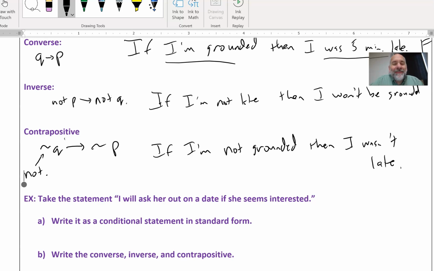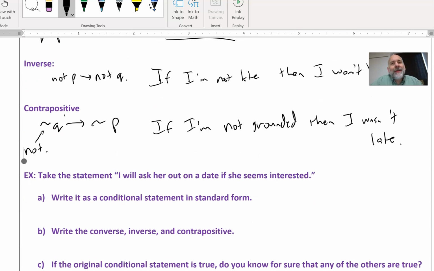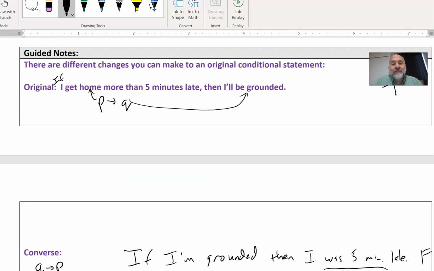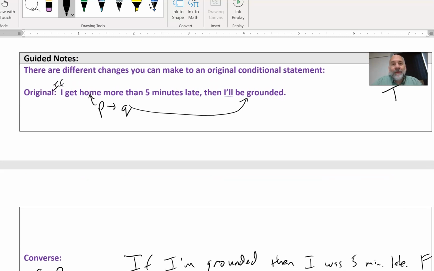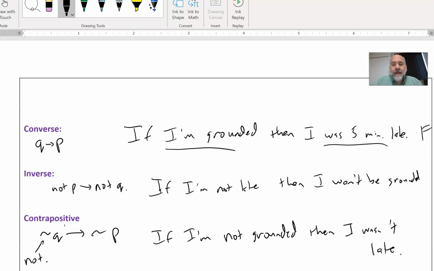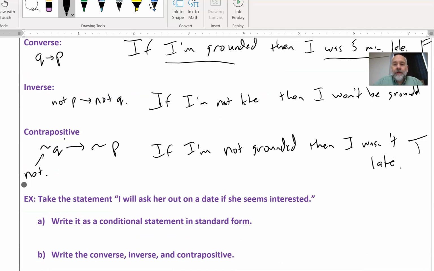And then finally the contrapositive is not Q, then not P. So if I'm not grounded, I show up on Monday morning, they say, hey, did you get grounded? I say, nope, didn't get grounded. And then I wasn't late, assuming the original is true. So assuming that if I'm home more than 5 minutes late, then I'm definitely grounded, then this would have to be true. Because if I say, oh yeah, I wasn't grounded, it's like, well, you couldn't have been late, because if you were late, you would have been grounded. So if you're not grounded, then you can't be late. That's called the contrapositive. Okay?